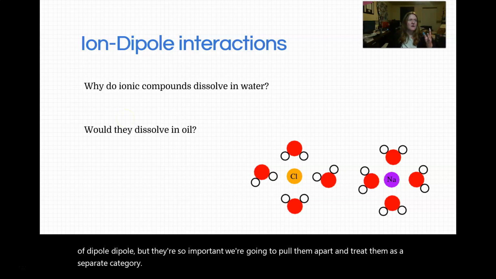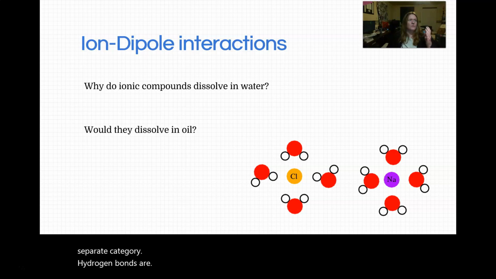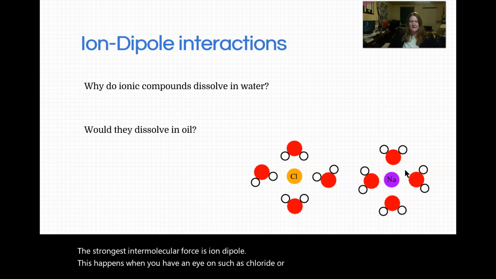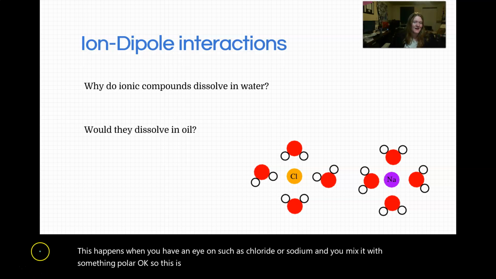Hydrogen bonds are one of the strongest IMF, but it's not the strongest, okay? The strongest intermolecular force is ion dipole. This happens when you have an ion such as chloride or sodium and you mix it with something polar, okay? So this is what happens when you mix ionic substances into water.